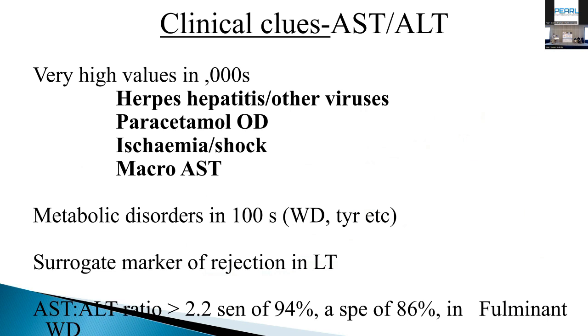And we use AST and ALT as a surrogate marker in rejection. When it goes up slightly, then we think there is some rejection going on in a transplant scenario, do a biopsy to confirm, and we treat it. And an AST to ALT ratio of more than 2.2 is helpful in diagnosing Wilson disease.